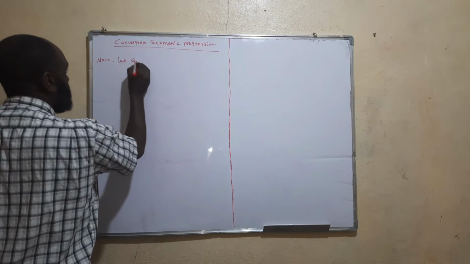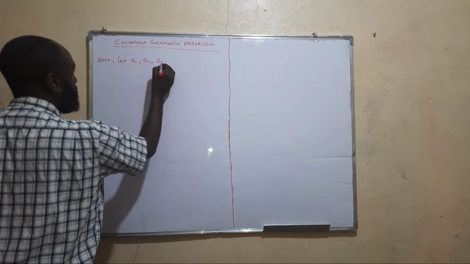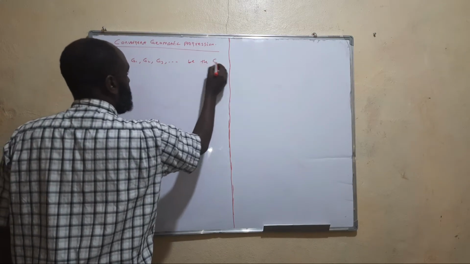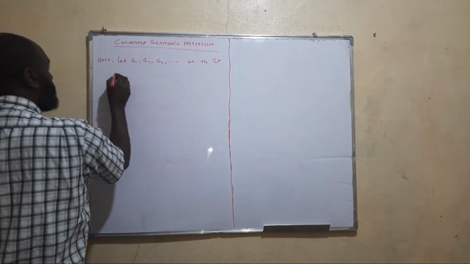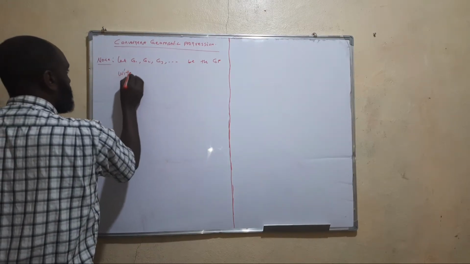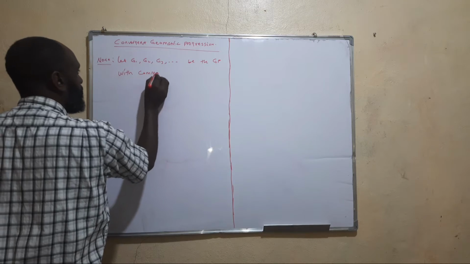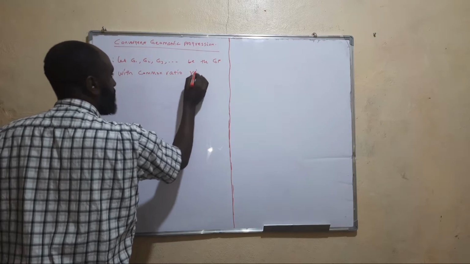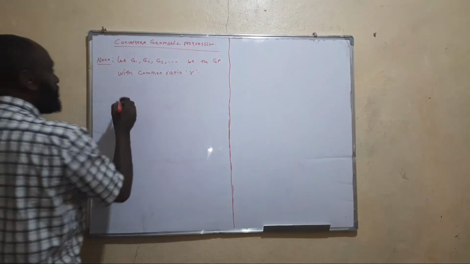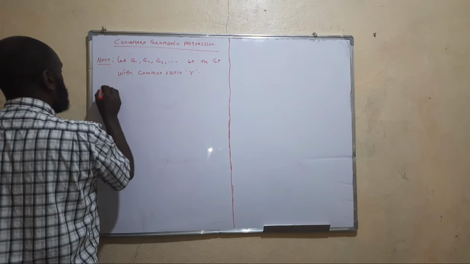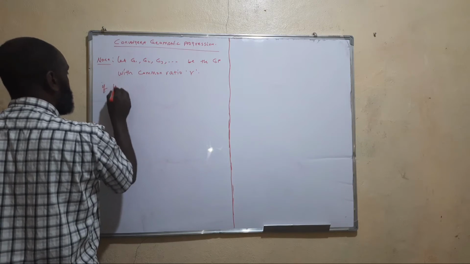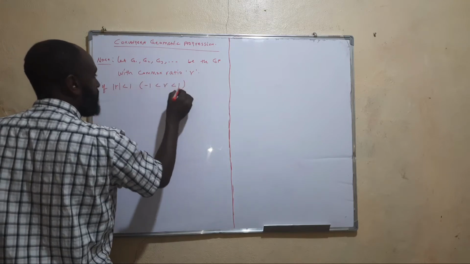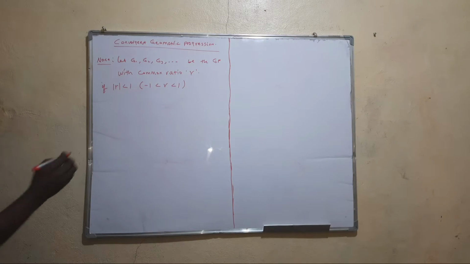So note, let G1, G2, G3, and so on be the geometric progression with common ratio R. So if the absolute value of R is less than 1, that is, if minus 1 is less than R less than 1, what is going to happen for the sum?